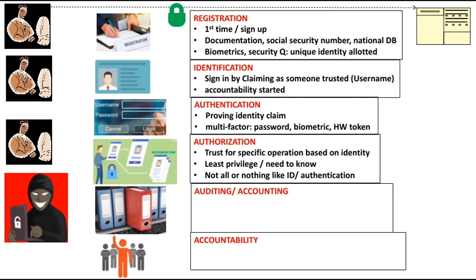Now, after you have been authorized to the system, you are performing different actions on the system. Here the next step comes up, that is auditing or accounting. Your actions are now tracked, recorded and logged on the system based upon your identity. So this auditing has a link with the identification or your identity.